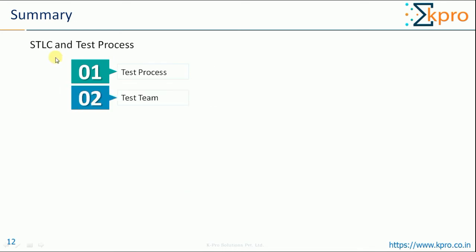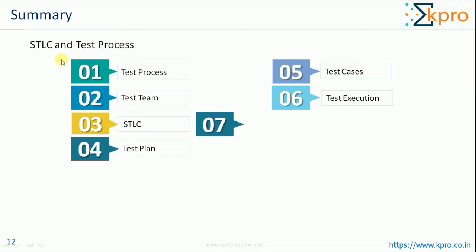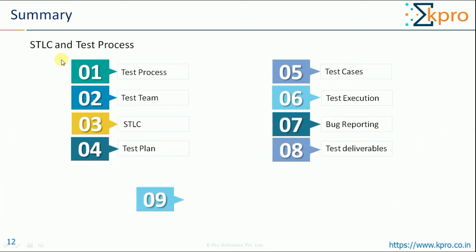Let me quickly summarize the things we have looked at in this video recording. We have seen the test process, the software test lifecycle, and different test artifacts. Then we have seen the bug lifecycle, bug reporting, and finally test exit criteria.